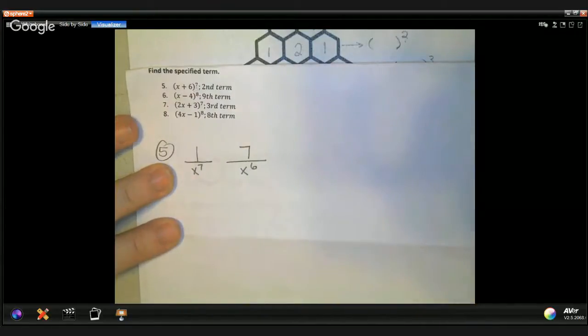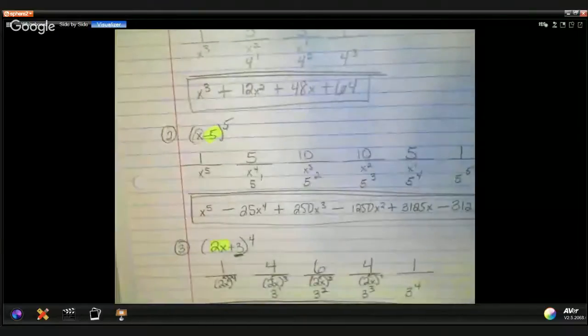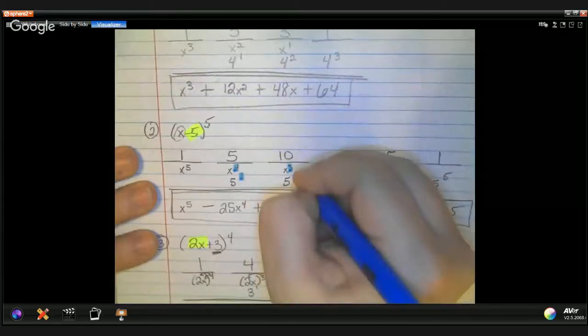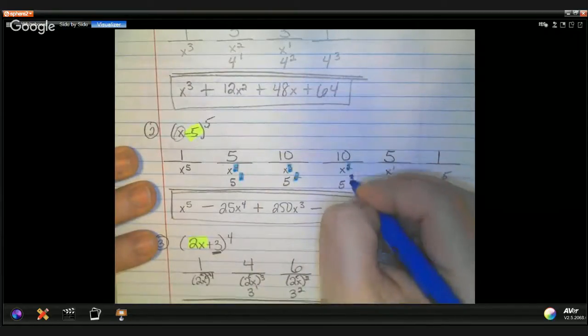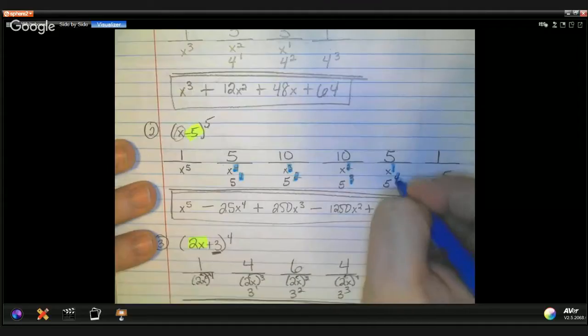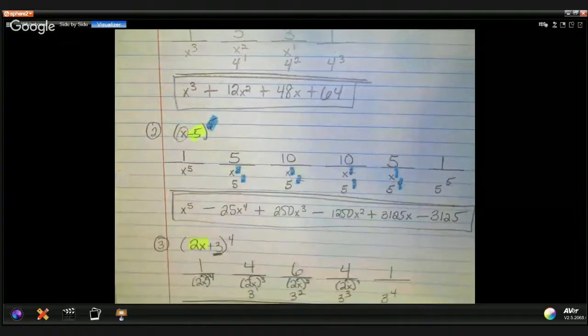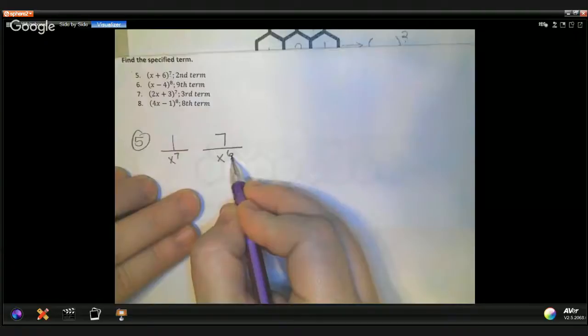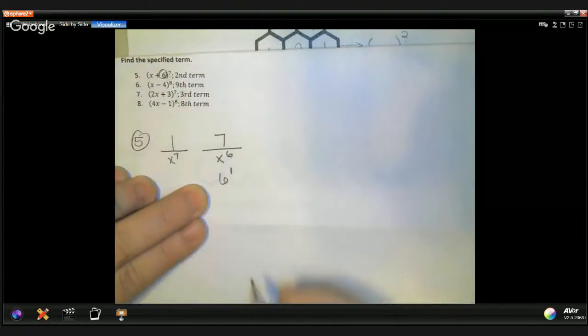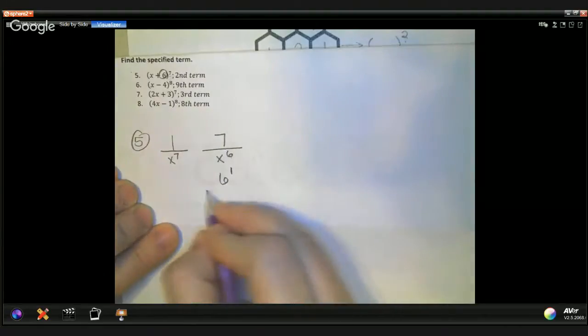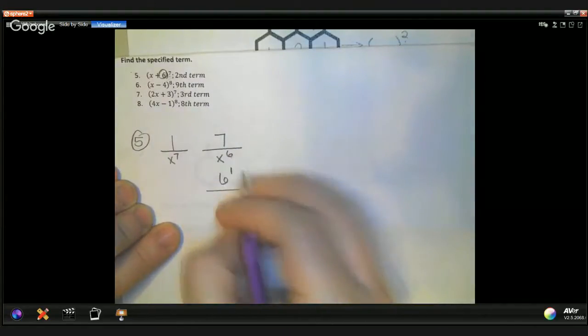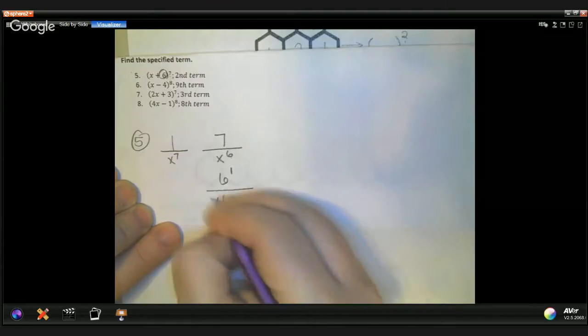But let's look at what we have here. Whenever I have exponents, I had 4 x's and 1 5, 3 x's and 2 5s, 2 x's and 3 5s, 1 x and 4 5s. If you notice, those exponents always add up to the exponent you have. They add up to the 5th. So if I have 6 of these, I know that I'm going to have 1 of my 6's. And so 7 times 6 is 42. And so that's my answer.